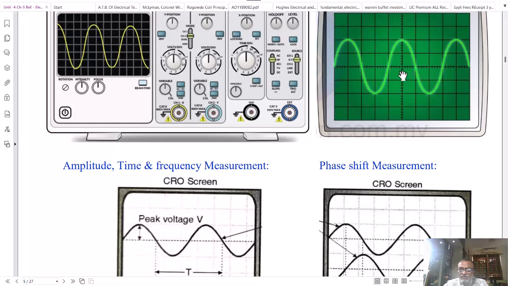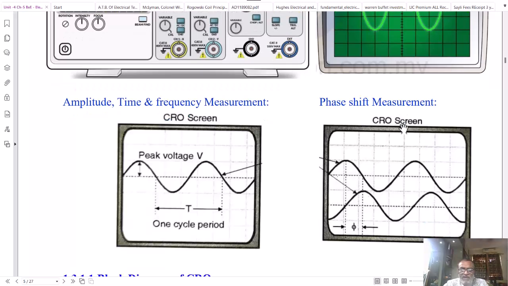So if the waveform is more than one division, the subdivisions are also used to count precisely the time on the x-axis. So time is equal to the number of horizontal divisions times the time per division setting.